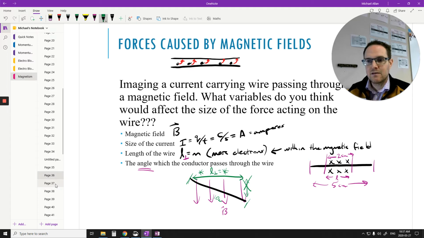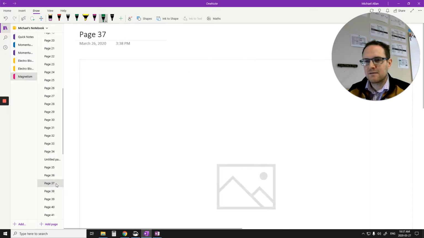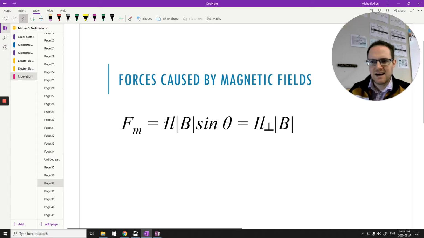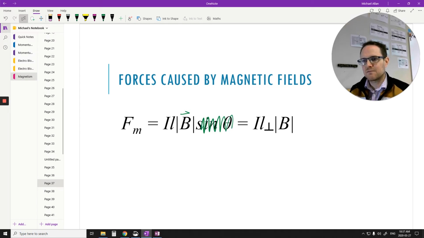Now, what is the math behind this? We have this formula here: it's got the I, it's got the L, it's got the B, it's got everything that we need in it. It's got the sine theta, which we don't care about because we're talking about perpendicular anyway. I won't cross it off though, I'll just leave it there. But this is at 90 degrees here. Remember, sine 90 is 1, so that doesn't really do anything.